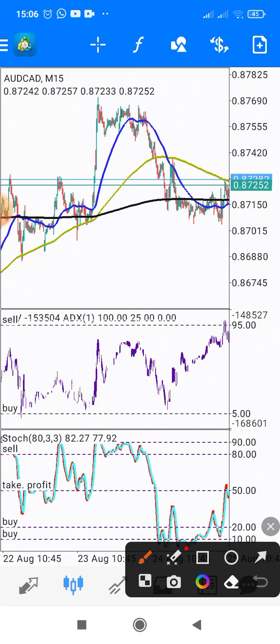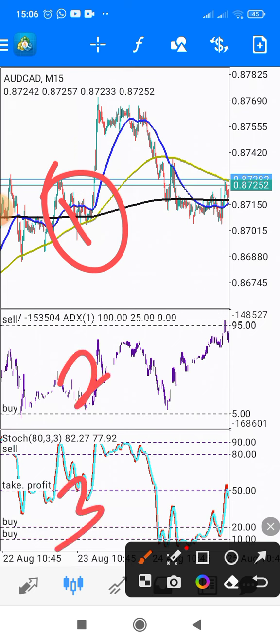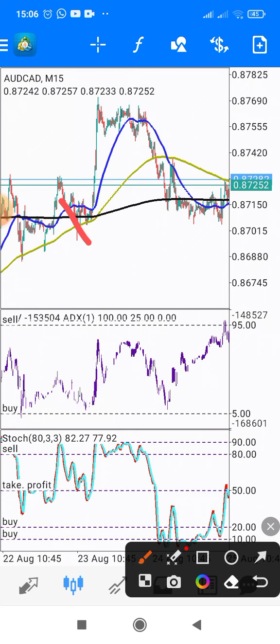Why do we have three windows? The first is the main chart, window 1, then window 2. The purpose of these three windows is for us to have a perfect entry into the market.